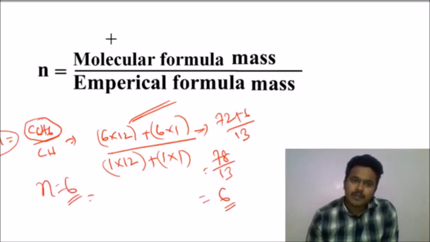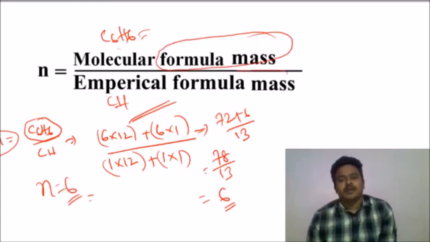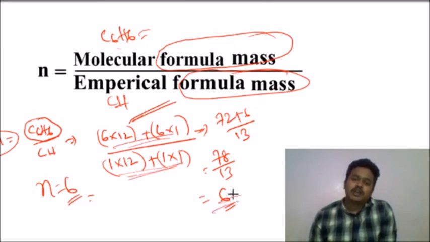When I am taking benzene as the molecule, for this benzene formula, what is the empirical formula? CH. So the mass we are going to find out. The formula mass, like this you have to find out, and the empirical formula mass, like this you have to find out. Molecular formula mass by empirical formula mass gives you the n value. Here in this case the n value is 6.